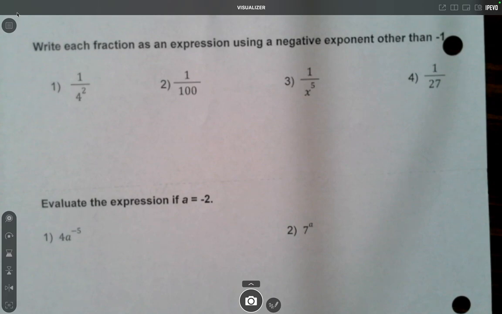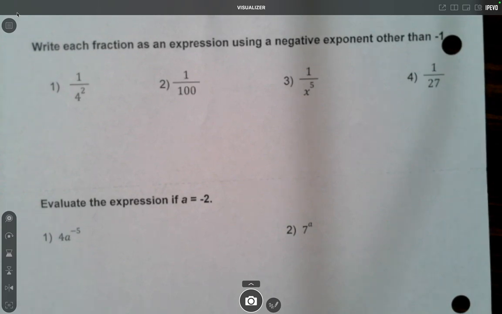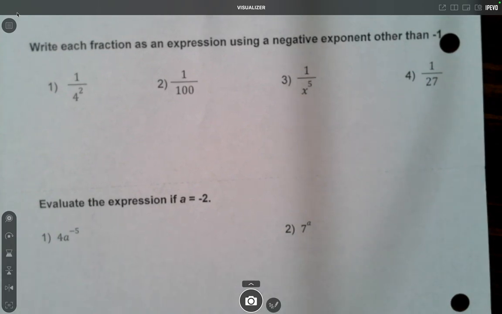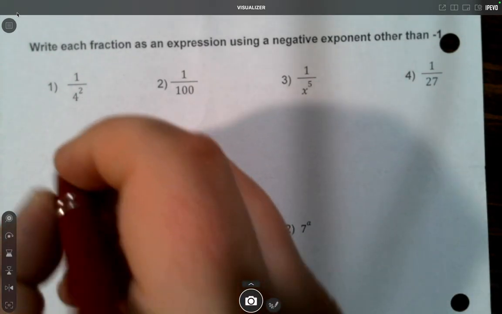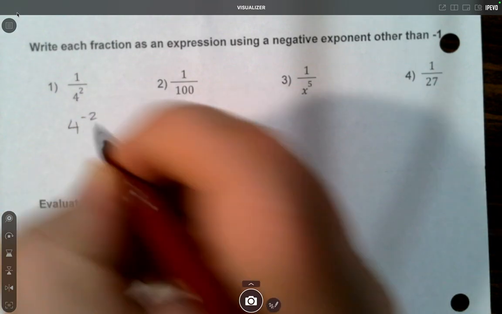Okay, now they tell us to write each fraction as an exponent using a negative exponent other than negative 1. So this is really us going in reverse from what we did on the first 3 we had. So we know 4 squared in the bottom we can write as 4 to the negative 2.